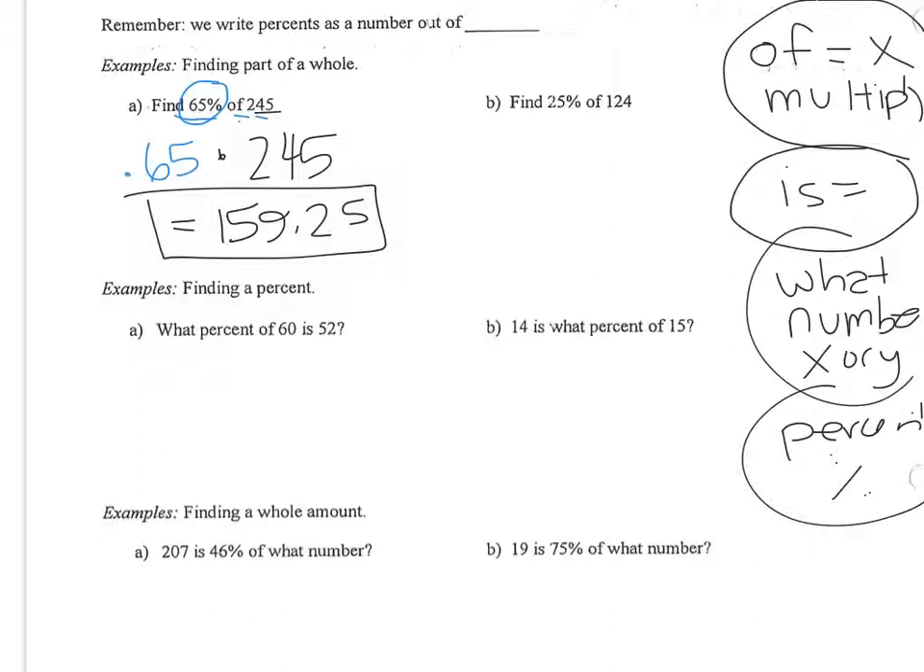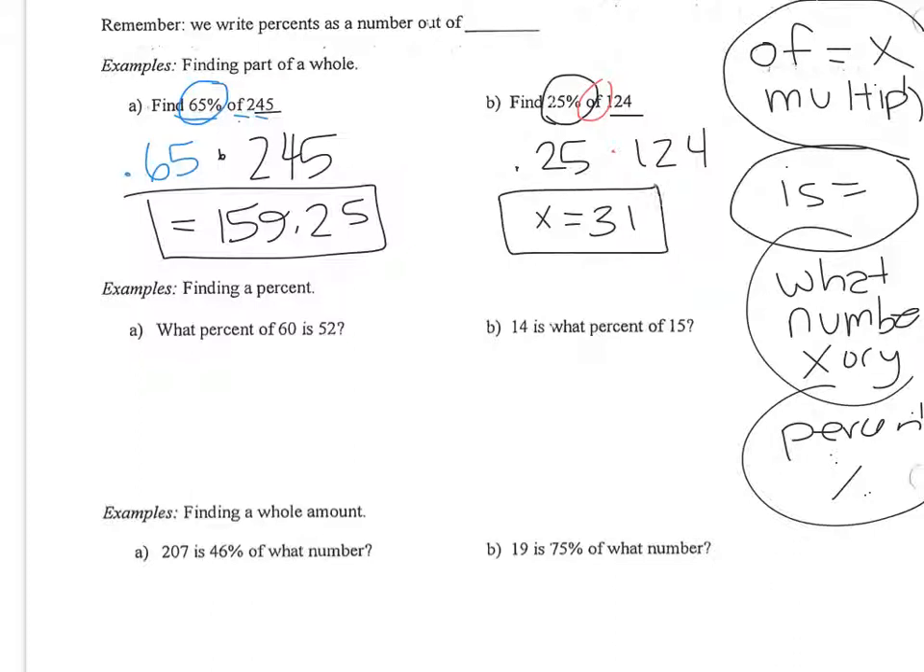Letter B, find 25% of 124. So write 25% as a decimal, which is 0.25. Of means multiply, and then we just have 124. So I have to calculate 0.25 in my calculator times 124, and it's 31. So I can write x equals 31 or just 31. It's fine.